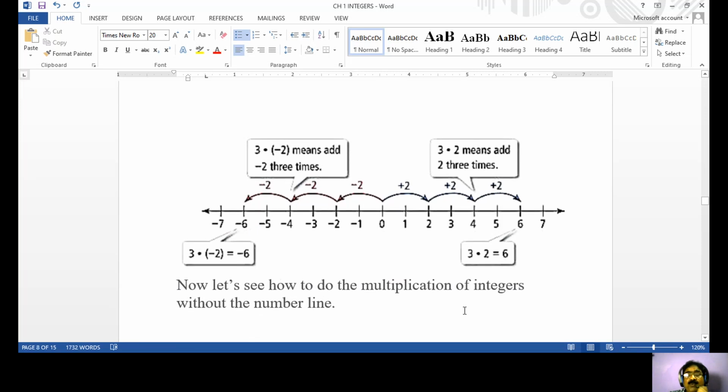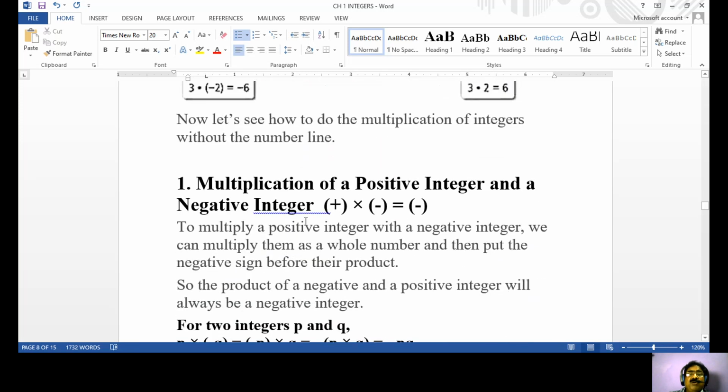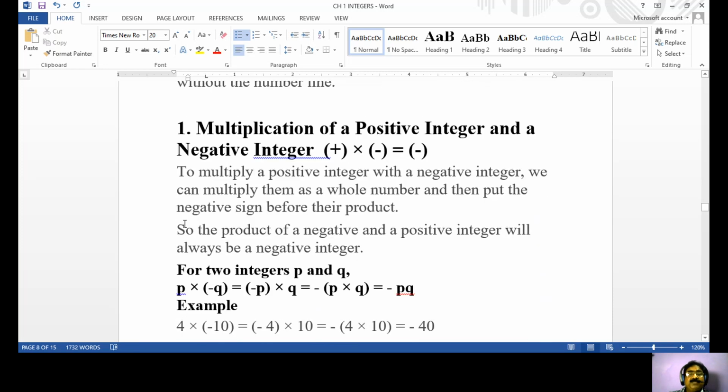Now let us see how to do multiplication of integers without a number line. This is the representation of the multiplication of two numbers on a number line. Now, multiplication of a positive and a negative integer. Children, to multiply a positive integer with a negative integer, we can multiply them as whole numbers, then put the negative sign before their product. So the product of a negative and a positive integer will always be a negative integer.